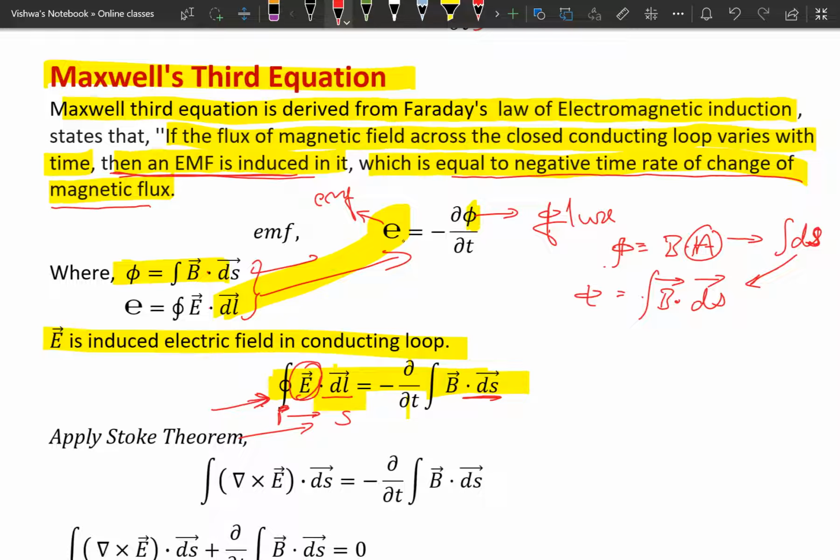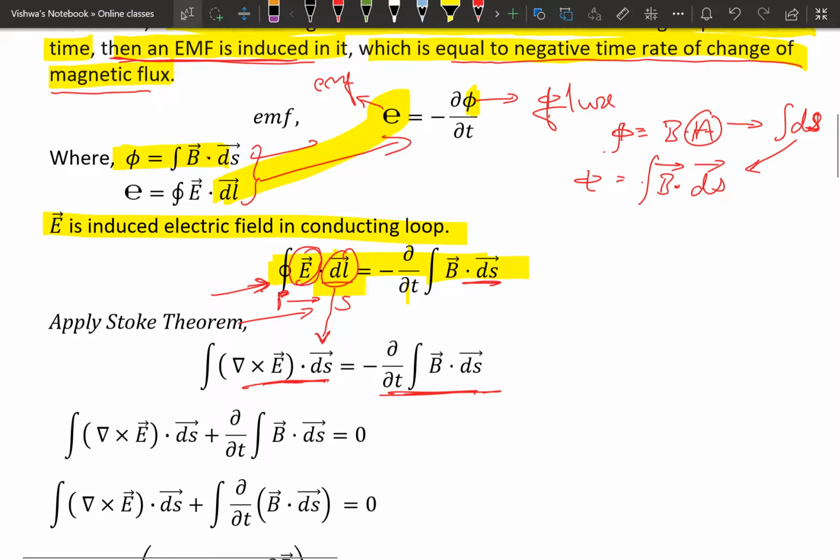Then del cross E dot dS. Now this line integral is replaced by the surface integral dS, and the right hand side equation is as it is. Now these two integrals are of the same form. These two are with respect to the surface integral. So then we can add or subtract.